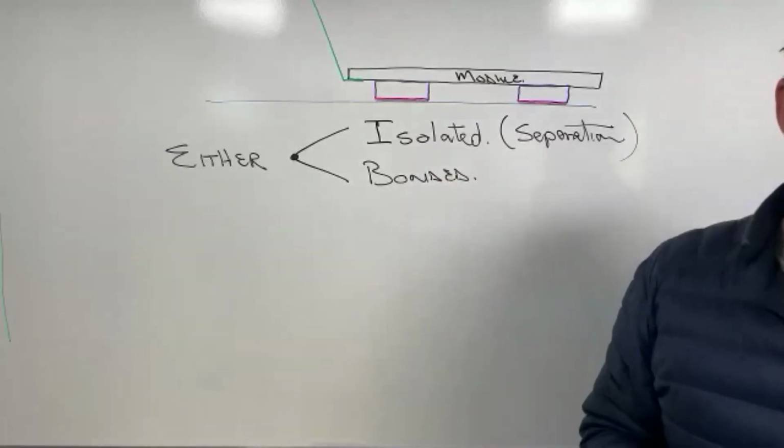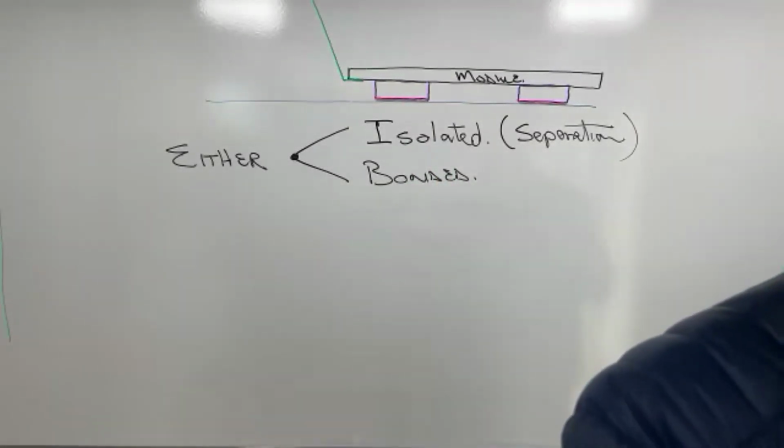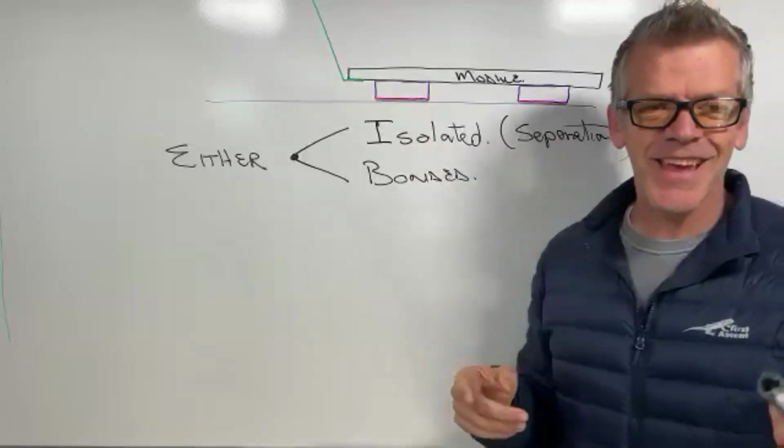Did I lose you? No, you did. Okay. On the isolated system, you need separation distance. But on a bonded system, you also need separation distance. It's both. Remember, we're working with a steel roof. If it was a concrete roof, it would be different. Yes, thank you. Okay, so this is perfect.